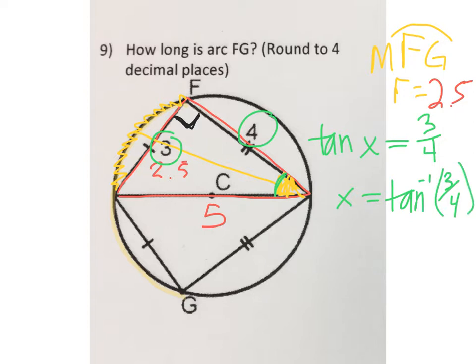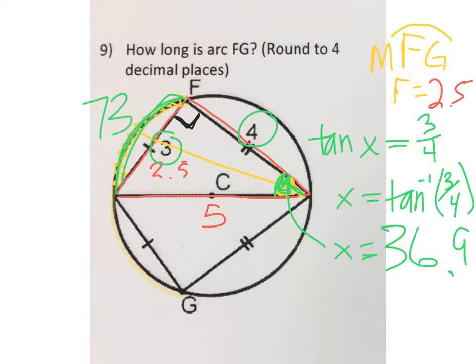Inverse tan of 3/4. Now if I go to my calculator, bear with me while I find my calculator and turn it on. Inverse tangent of 3 divided by 4 is 36, rounded to 1 decimal, 36.9 degrees. Okay, now remember, that's the measure of this angle here. So when I figure out what this arc is, I have to multiply it by 2. So times 2 gives me a 73.8 degree arc.